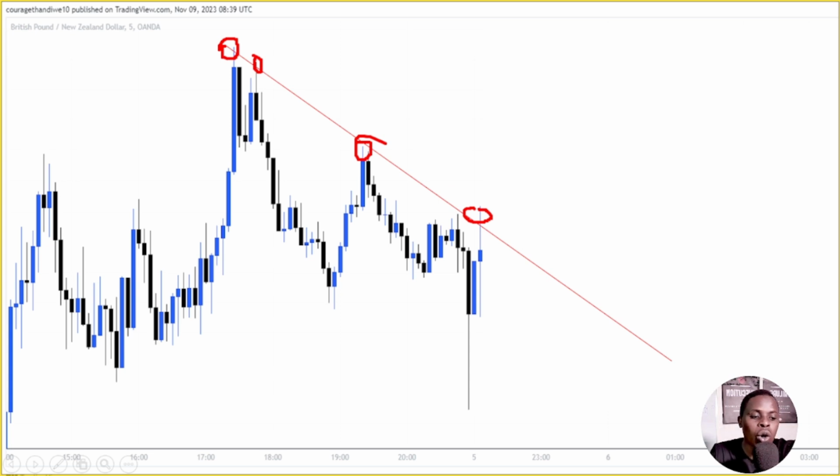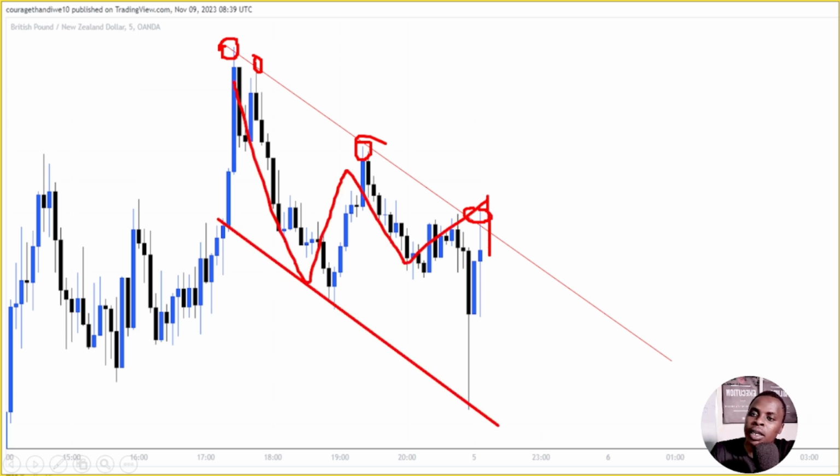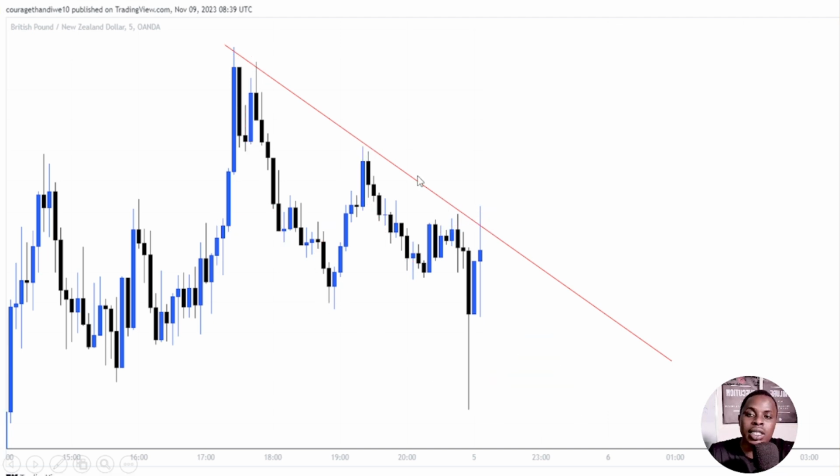And also I can see that if I come here, I can probably get something right here to confirm that maybe this is a channel that the market is respecting. So I can trade at this point. So what is likely going to be my trade?